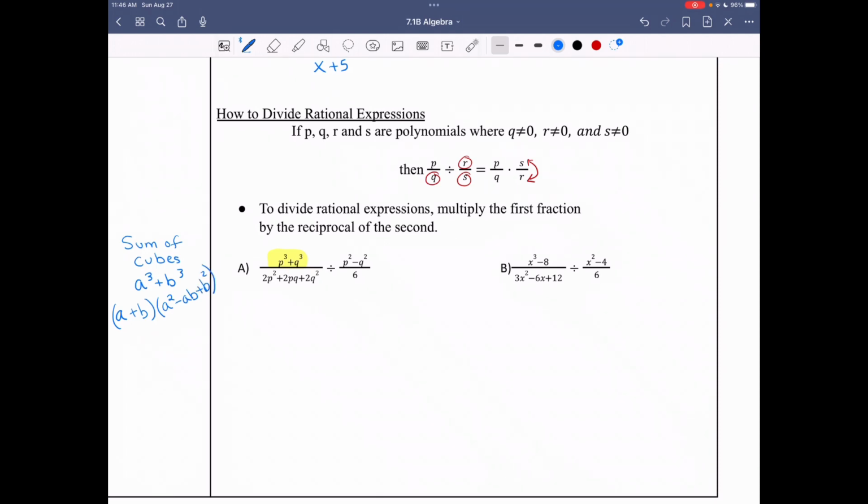Let's start with factoring p cubed plus q cubed. So that's going to follow that same pattern, p plus q, p squared minus pq plus q squared. And then in the denominator of that, we have a 2 that can factor out so that we have p squared plus pq plus q squared.